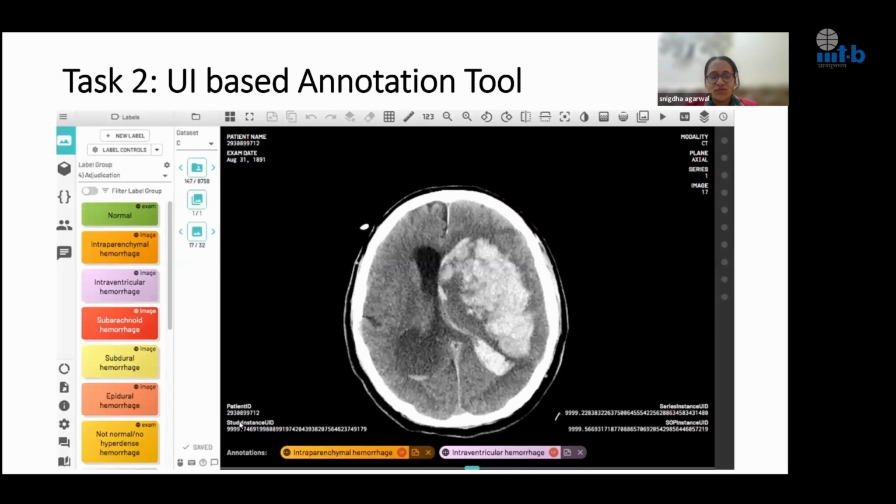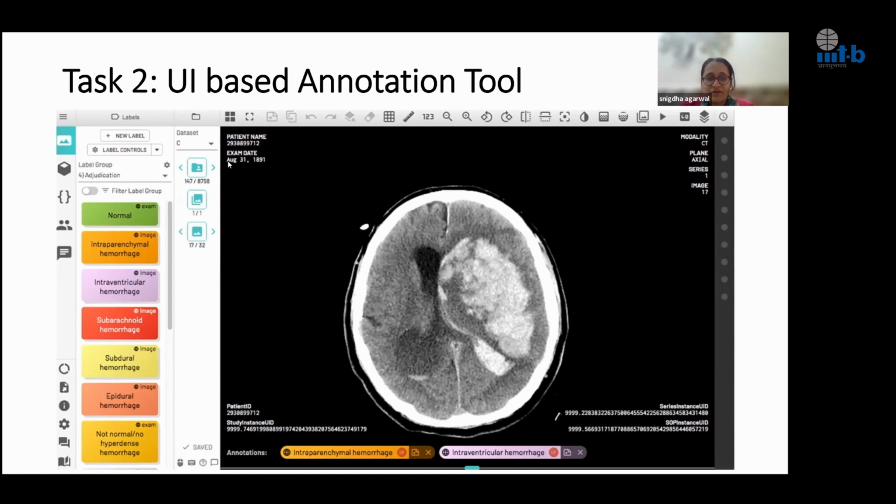The task 2 that we are currently targeting is a UI-based annotation tool. For the radiologists at NIMHANS, it is important to have a tool which can do labeling, where they can just click and select the class of the scan that they are looking at.